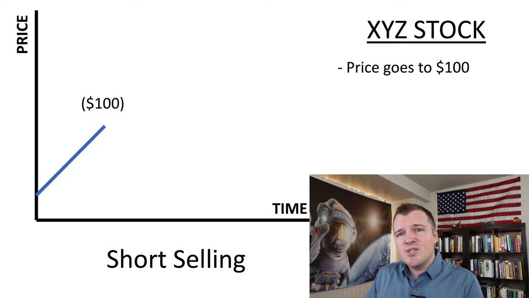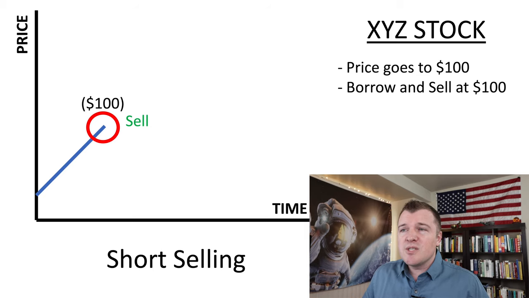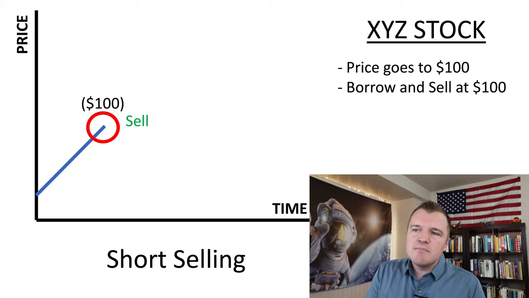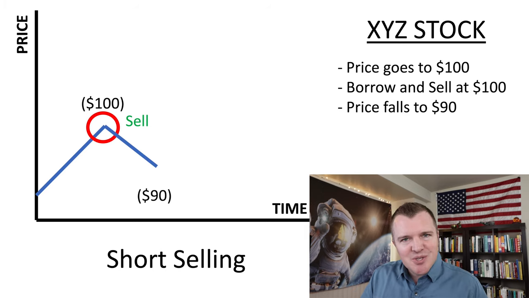What you did is you borrowed that stock from your brokerage account. So you sold it for $100, and you actually have that money in your account right now, but you have to hold on to it. And maybe you hold on to it for days or weeks or months, but the share price of the company does go down, and it's fallen to $90.